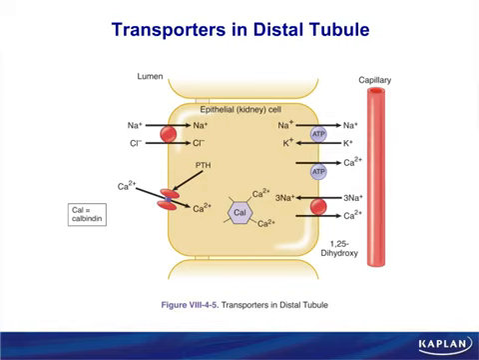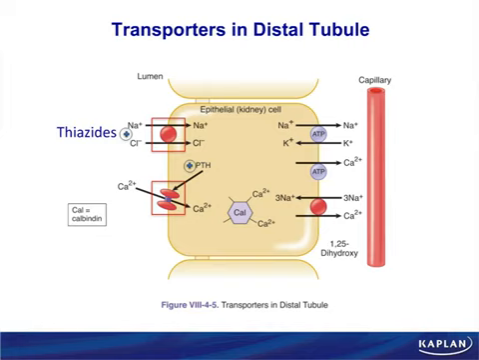So this is an image of the distal tubules. Here is your sodium chloride transporter. This is where thiazide diuretics will work. This is where PTH works. PTH increases reabsorption of calcium in the distal convoluted tubules. You reabsorb about 8% of your calcium right here.